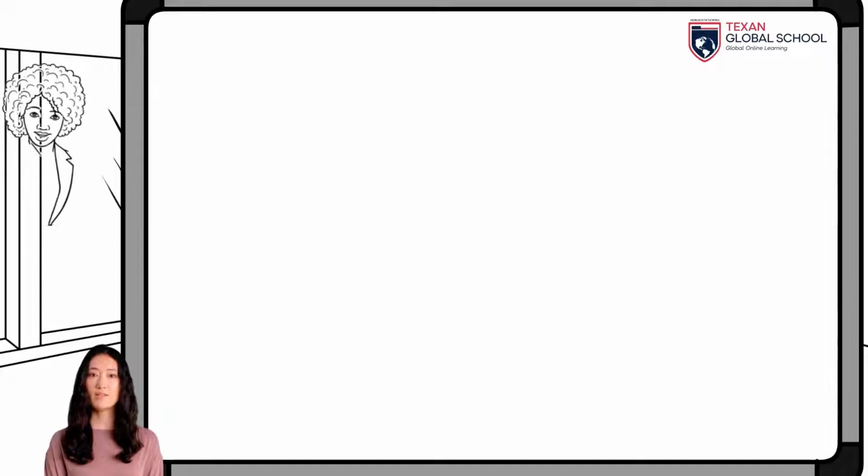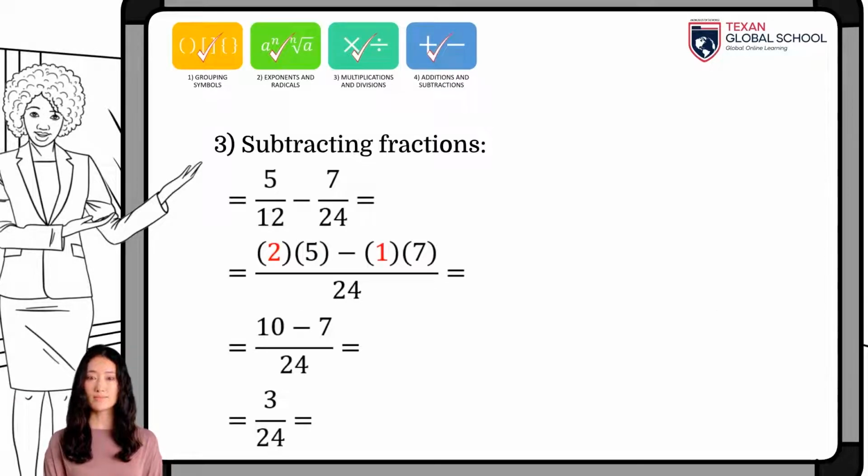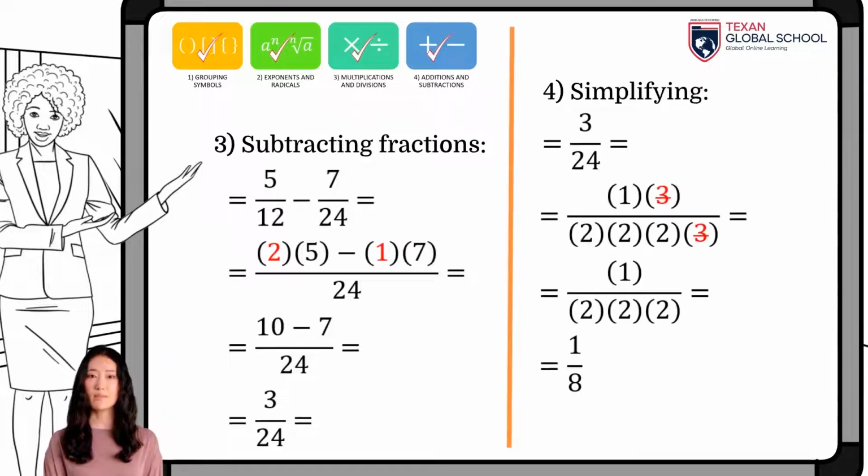Finally, we perform the difference of fractions. The least common multiple is 24. Then, 24 divided by 12 is 2, times the numerator 5. And 24 divided by 24 is 1, times the numerator 7. Hence, results 3 over 24. This fraction can be simplified. Obtaining the prime factors and cancelling identical factors, thus obtaining 1/8.